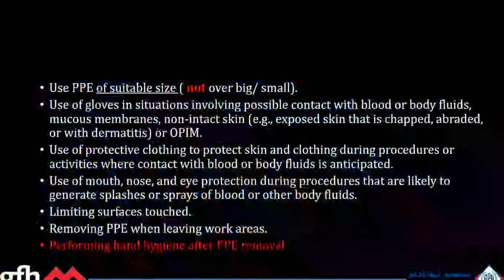It is important for you to know that you should use PPE of suitable size, not too big or too small. Use gloves in situations involving possible contact with body fluids, blood, mucous membrane, or non-intact skin. Use protective clothing to protect skin and clothing during procedures or activities involving contact with blood or body fluids. Use mouth, nose, and eye protection during procedures likely to generate splashes or sprays of blood and other body fluids. Limit surface touches, remove PPE when leaving the work area, and perform hand hygiene after PPE removal.